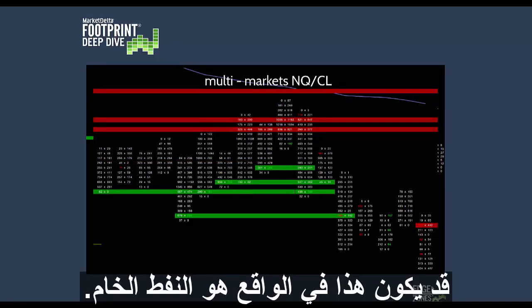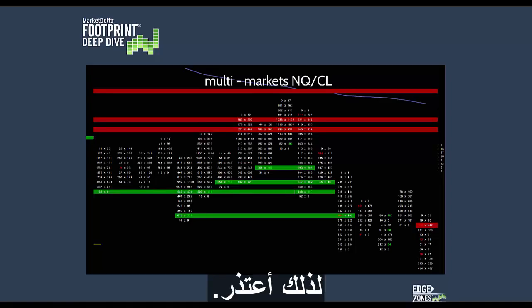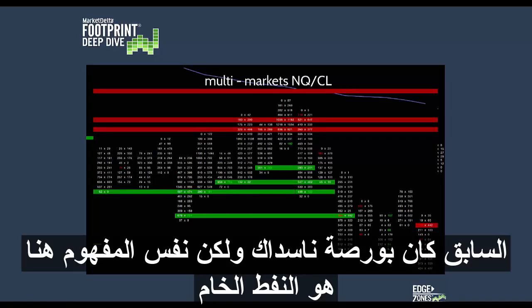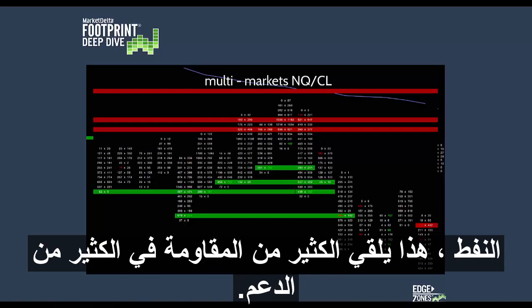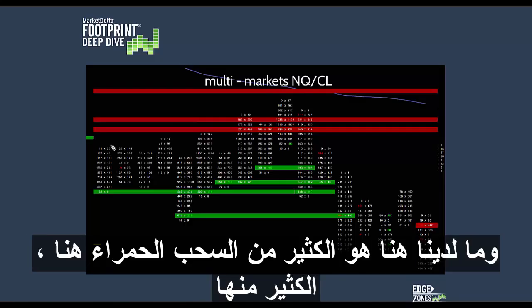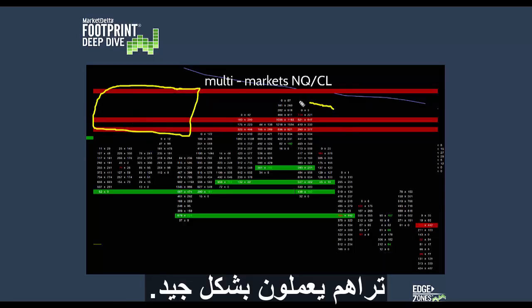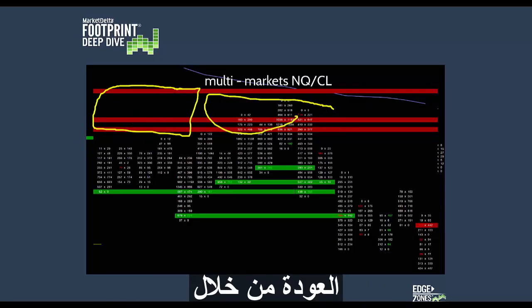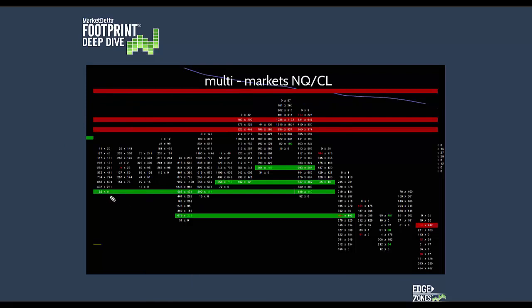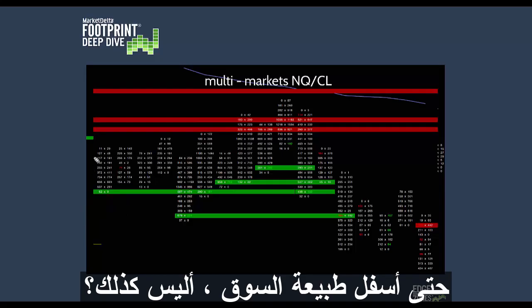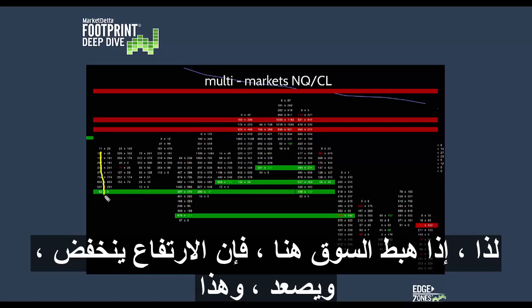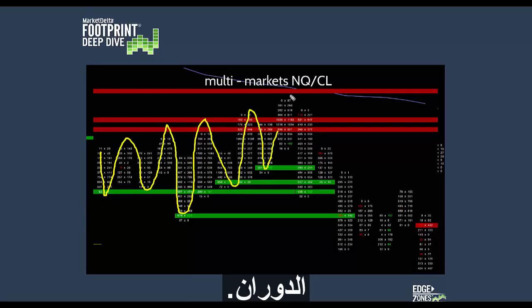This actually might be the crude oil. I apologize, the previous one was the NASDAQ, but same concept. Here's the crude oil that's throwing in a lot of resistance and a lot of support. What we have here is a lot of red clouds up here, a lot of resistance. You see them work really well, going back through the up-down nature of the market. If the market came down in here, rallied, came down, rallied, that's the rotation.